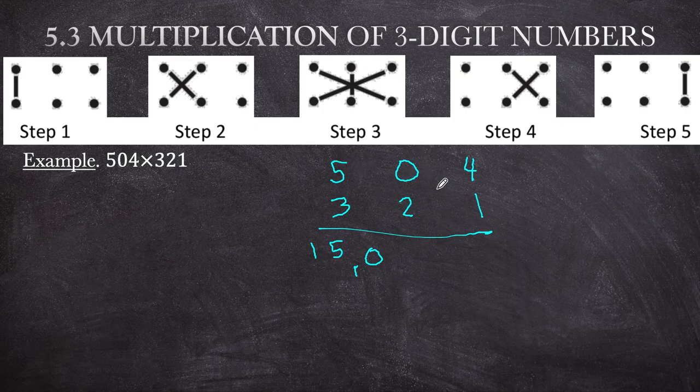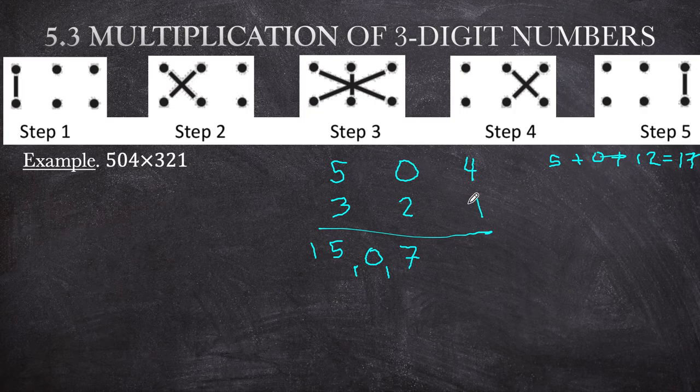Next step will be 5 times 1 is 5, plus 0 times 2 is 0, plus 4 times 3 is 12. So 5 plus 0 plus 12 is going to give us 17. So 17, put it here in the middle number, 1 as a carry, 7 as a number here.